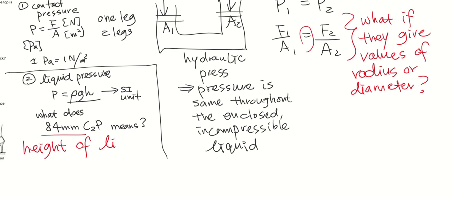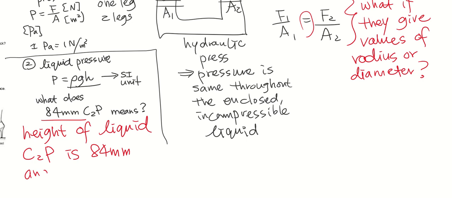Height of liquid. C2P is 84 mm. Okay, and pressure.